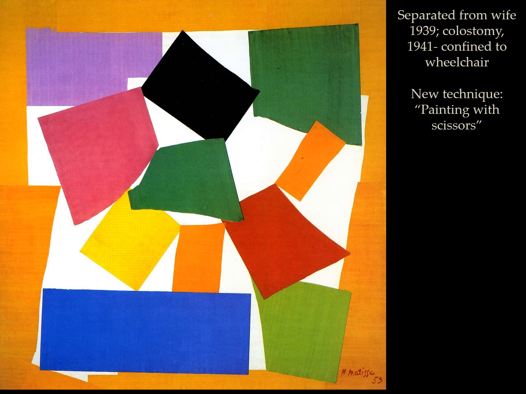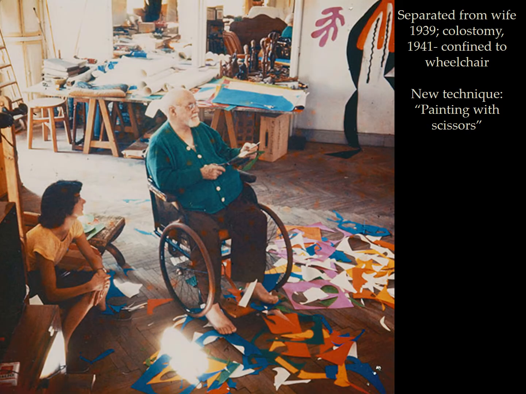He has a colostomy in 1941, which confines him to a wheelchair. At that point, his later works are going to be famously known as painting with scissors, where he's going to sit in a wheelchair and cut out these various shapes, instructing his students, his apprentices, to put them in predictable patterns, to continue this interest in challenging the two-dimensional and the three-dimensional.